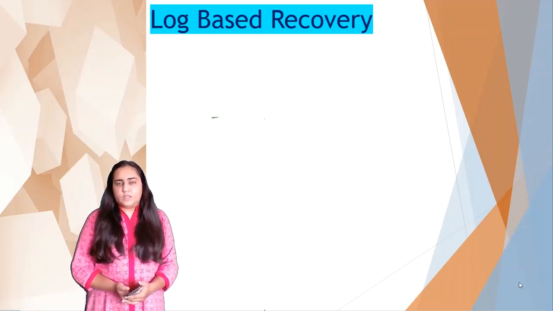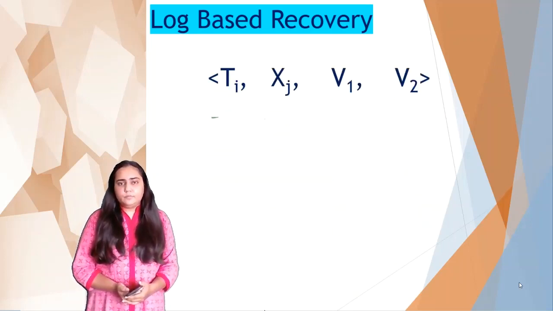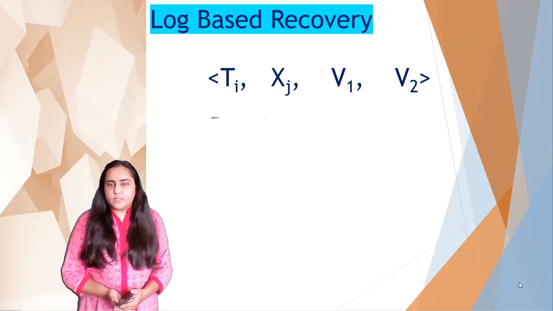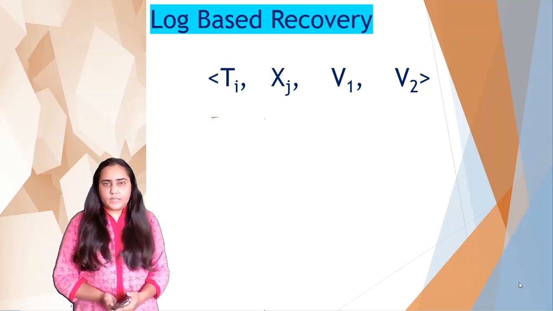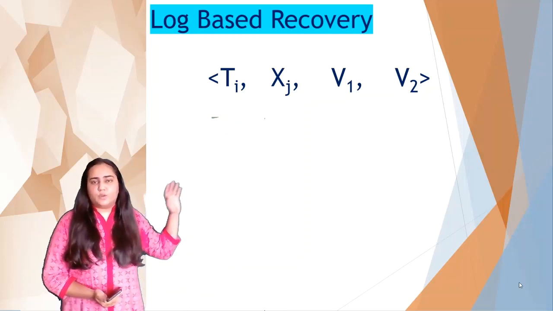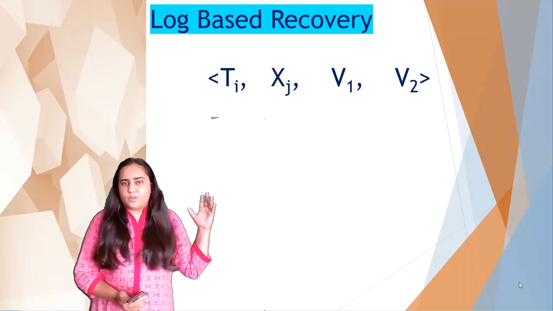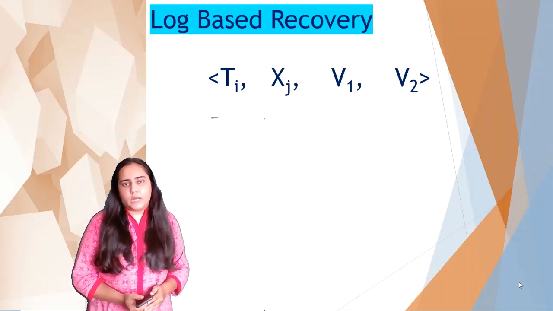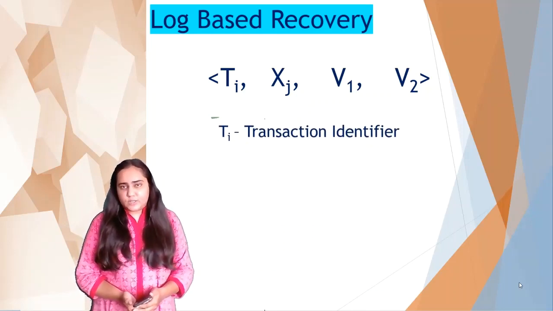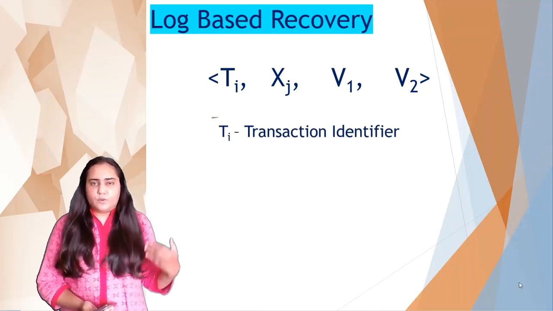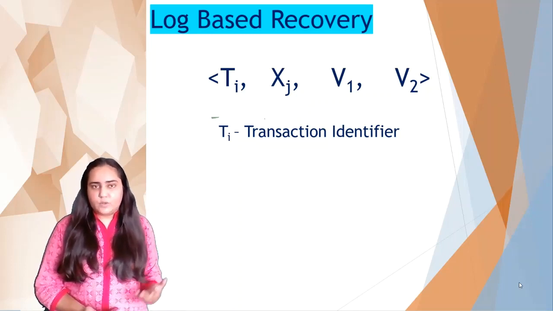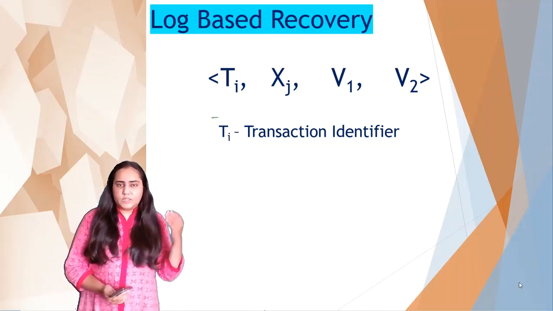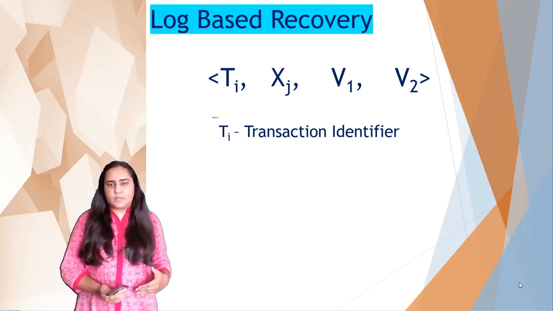And now we are going to see log-based recovery. In log-based recovery, there's a file that the system stores, and in that file, data is stored in the form of these quadruplets. So what does this quadruplet mean? There are 4 values in it. The first value is TI, which stands for the transaction identifier. You must have noticed that every time I have told you about a transaction, in this unit, I have always talked about T1, T2, T3. Those are transaction identifiers.